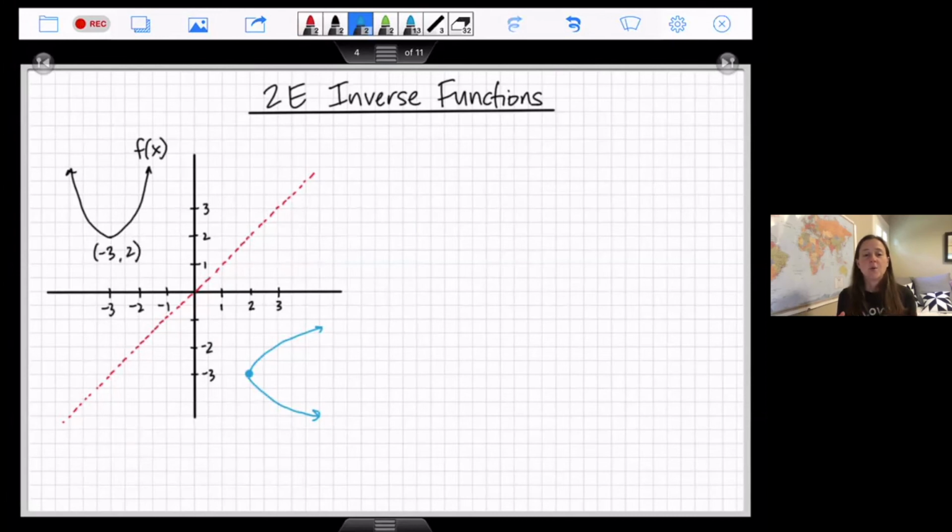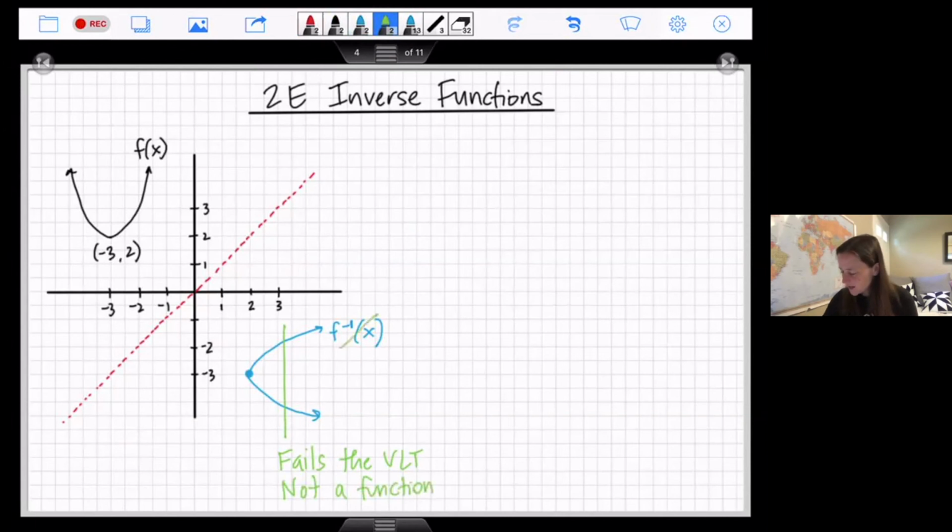Okay, so what's the problem with my inverse function? The problem is that that function is not actually a function. Remember, how do we tell if things are functions? We see if they pass the vertical line test. Okay, so this fails the vertical line test. So this is not a function. Okay, so we can't even use that notation. It's not a function, so it can't be an inverse function.